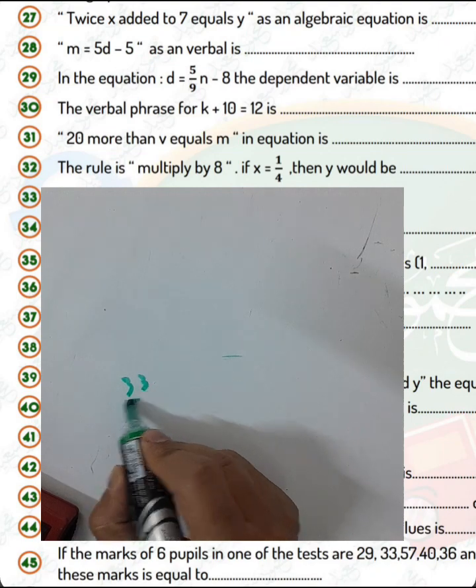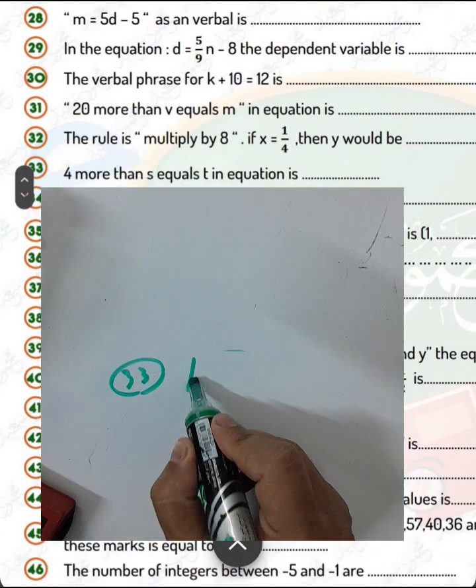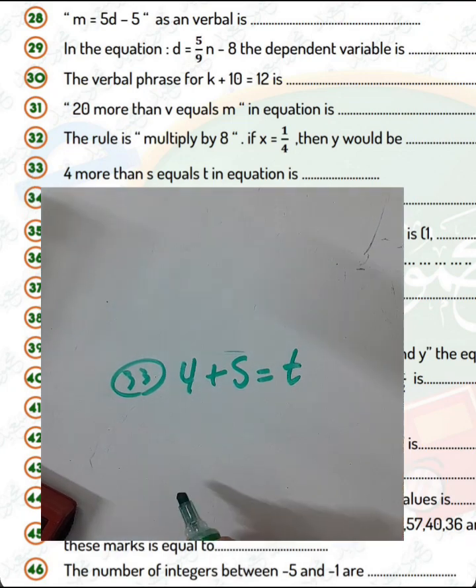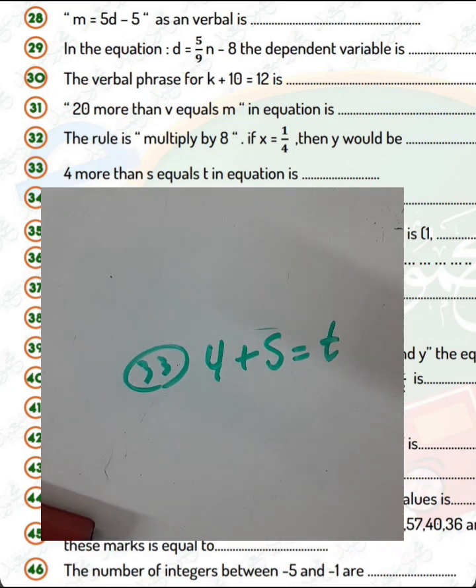Question 33. 4 more than s equals t. In the equation, 4 plus s equals t. We call it the equation. Okay.